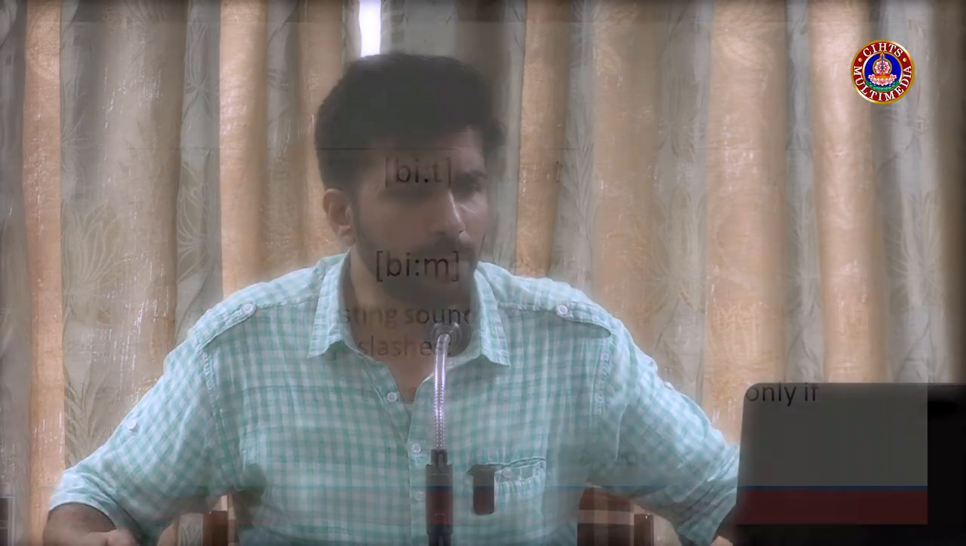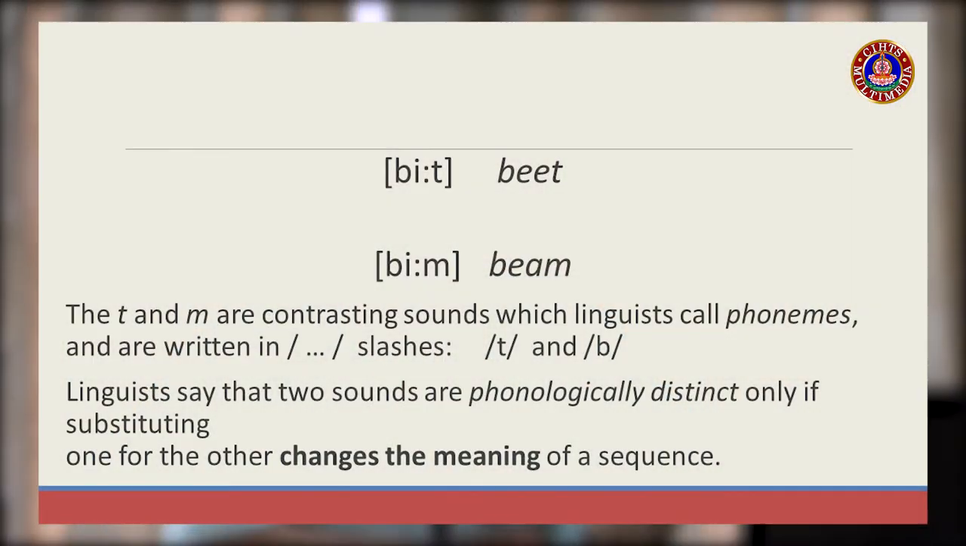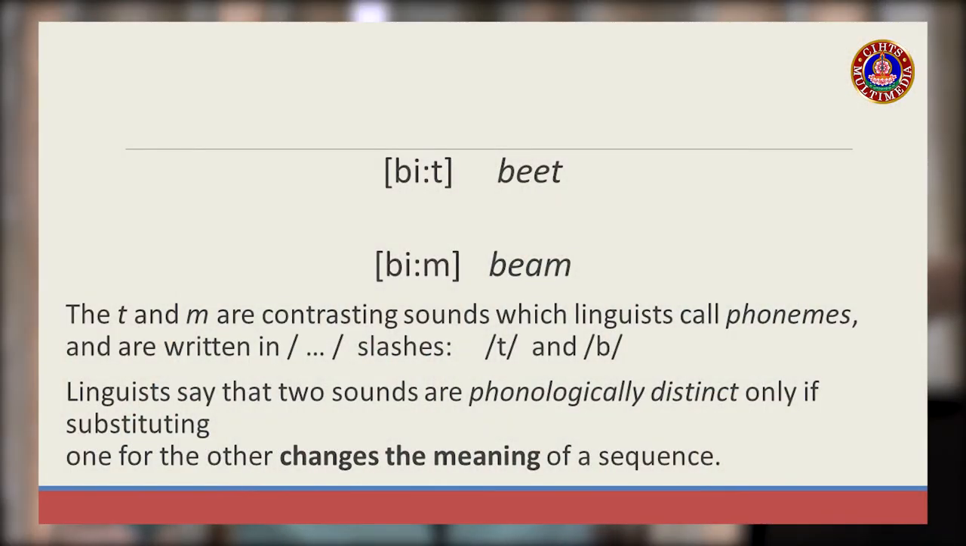And if you read the word beam, there are sounds which are similar with beat, beam, beat. The only difference is with the consonant, the final consonant, T and M. So the T and M are contrasting sounds. And only because we know they are different, I can call them phonemes. I can call them independent, different, distinct, individual phonemes. Phonemes are always written in slashes like these. This is for students of phonetics. Ye phoneme nahi hai, ye to alphabet hai. But these individual sounds, they say E. You will put them in these slashes.